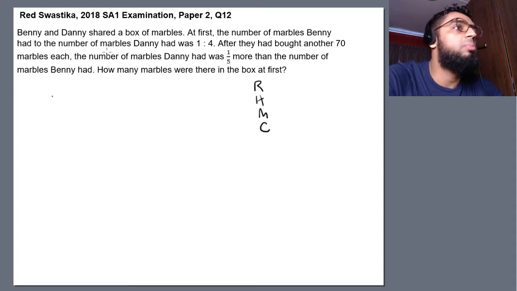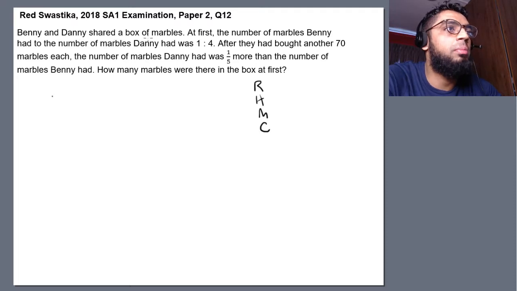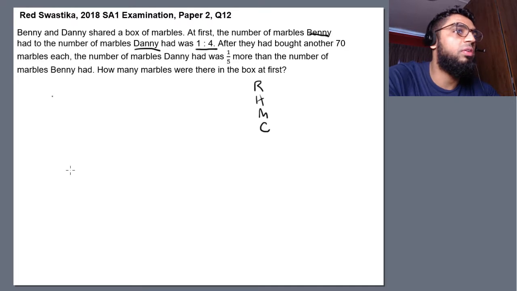So Benny and Danny shared a box of marbles. At first, at the start, the number of marbles Benny had to the number of marbles Danny had was 1:4. Which means that B is to D is 1:4.